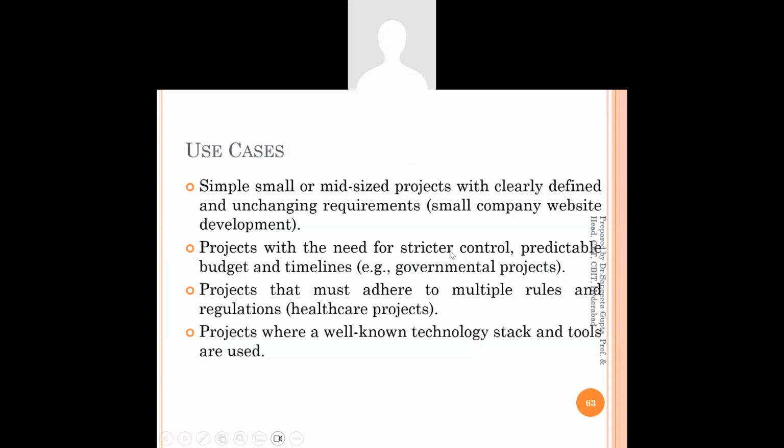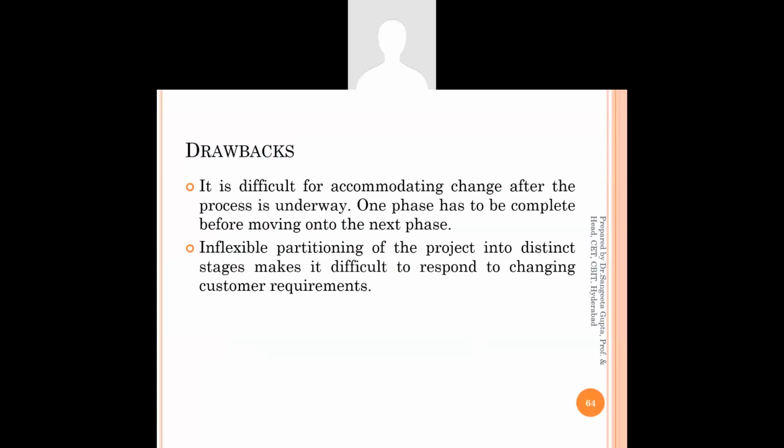Also, projects where there is a need for strict control, predictable budget and timelines. For example, we have various government projects where the schedule timelines are all decided in the beginning, and there is no scope to modify them as we progress. Such projects fit well to be developed using the waterfall model. But larger projects and continuously changing requirement projects are not fit to be implemented using this waterfall model. Also, the projects where a well-known technology stack and tools are used also form a proper set for implementation using the waterfall model.